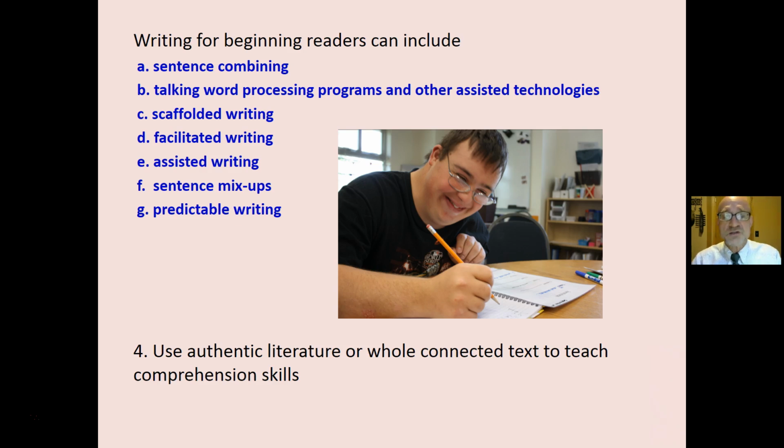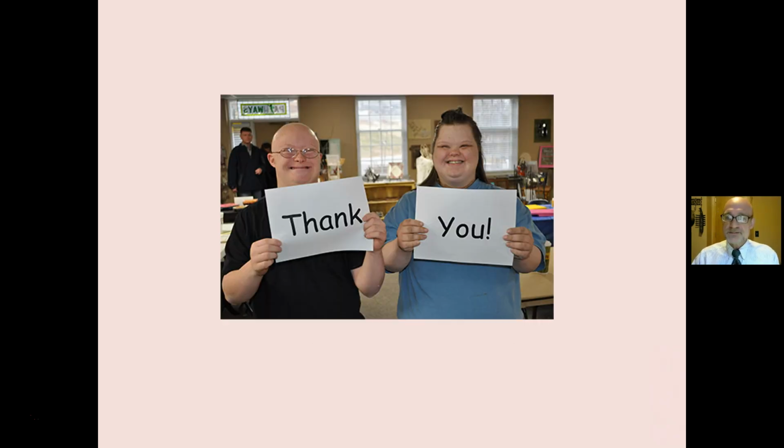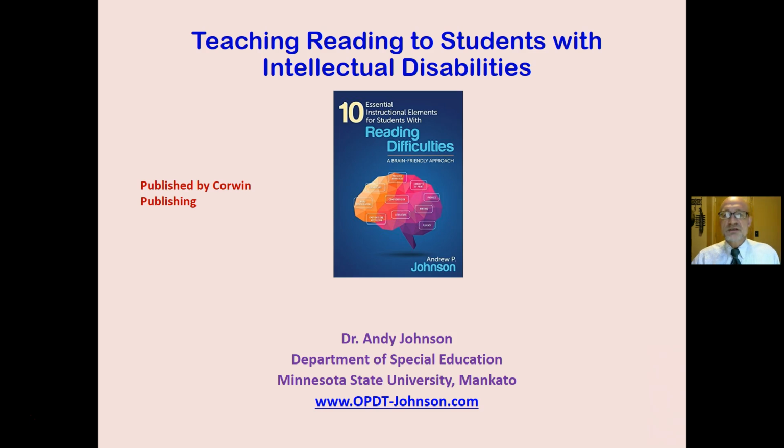They can include all of these things, and you can stop the video and look at that. And then use authentic literature or whole connected text to teach comprehension skills. And comprehension skills should be at a developmentally appropriate level. Just some ideas. Teaching reading to students with intellectual disabilities.